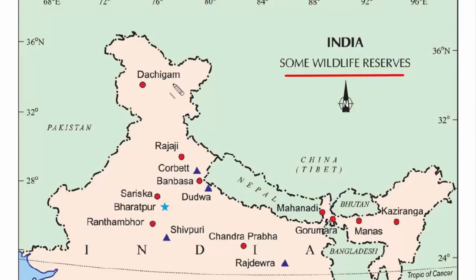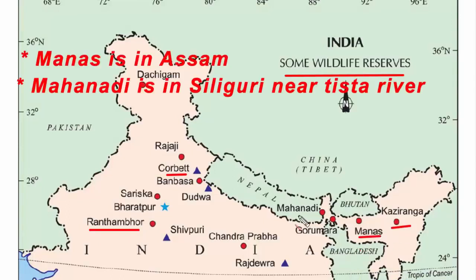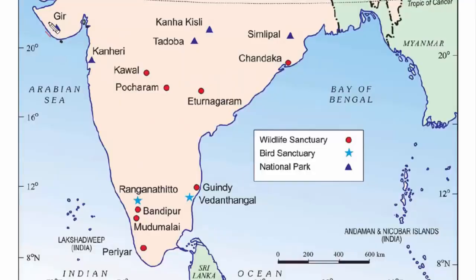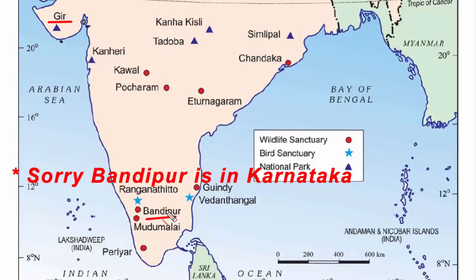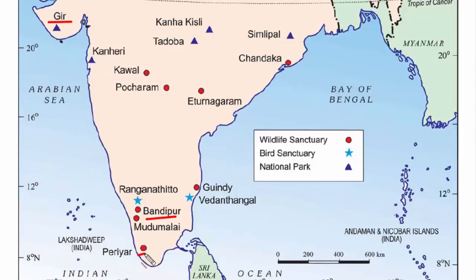So this map represents all the wildlife reserves in India. So let's see some which are very important, like the Corbett Park, which is in Uttarakhand. Remember that. Then you have Ranthambore, which is in Rajasthan. You have Kaziranga in Assam. Then you have Manas and Mahanadi. Then coming to the southern part, you have Gir forest in Gujarat. Then you have Bandipur in Kerala. And then we have Periyar in Kerala as well.